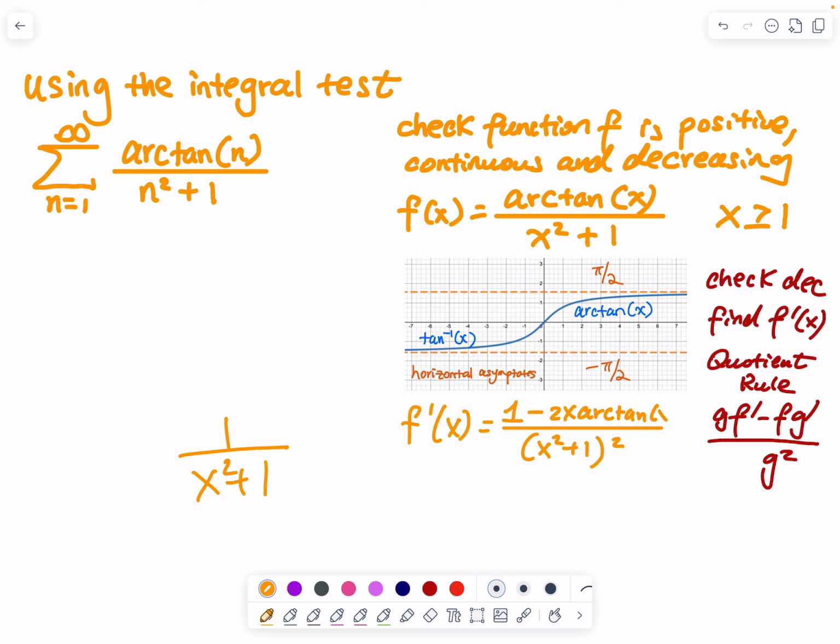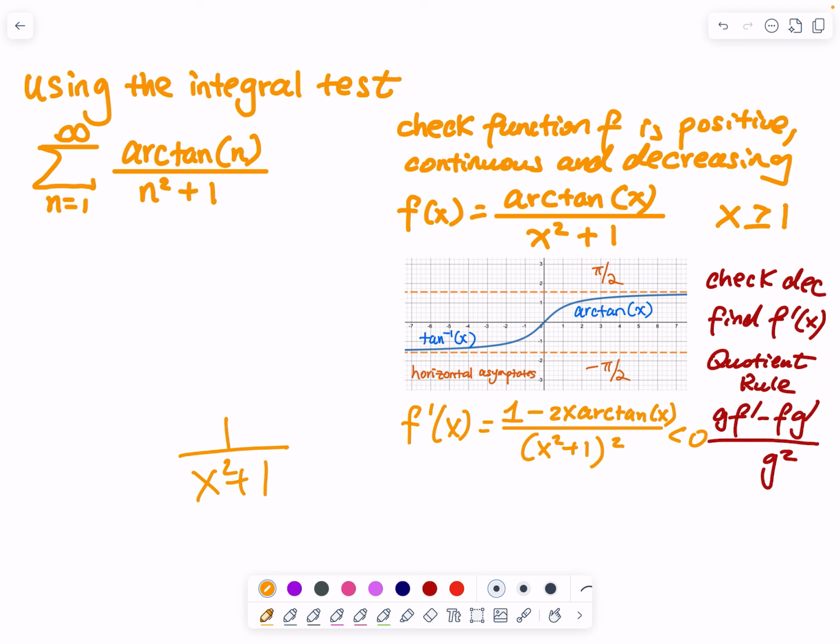How do you know that this is less than 0? First of all, the denominator is always positive. The numerator, you have 1 minus 2 times a number and then times arctangent. So that is negative, 1 minus that, when x is greater than or equal to 1.